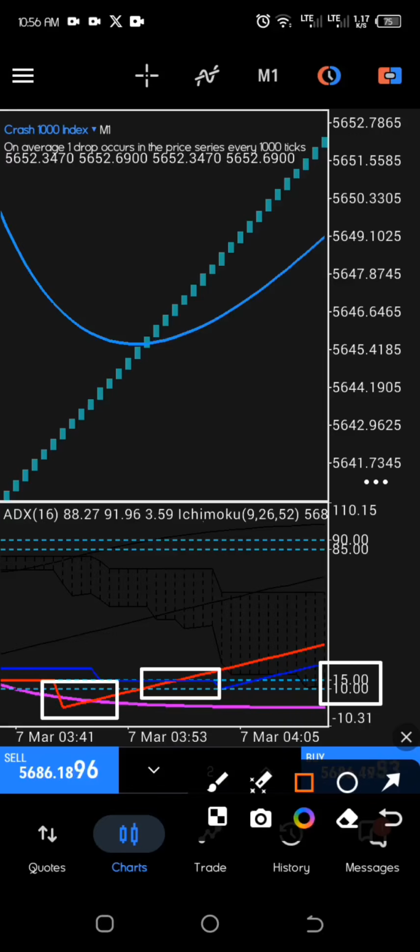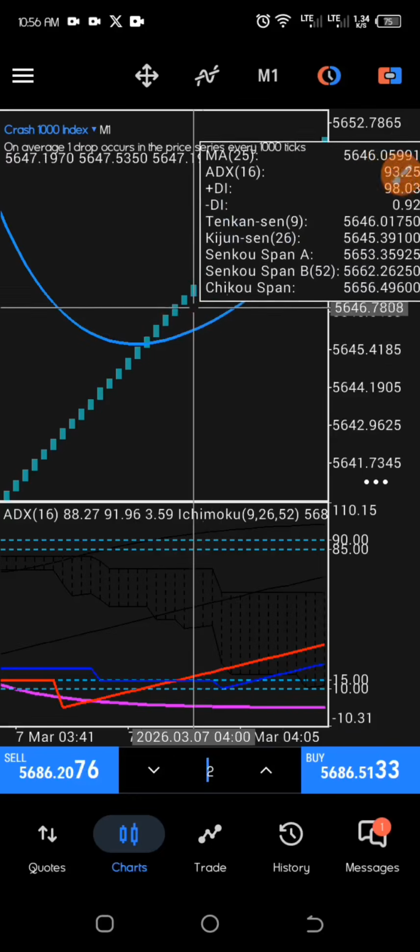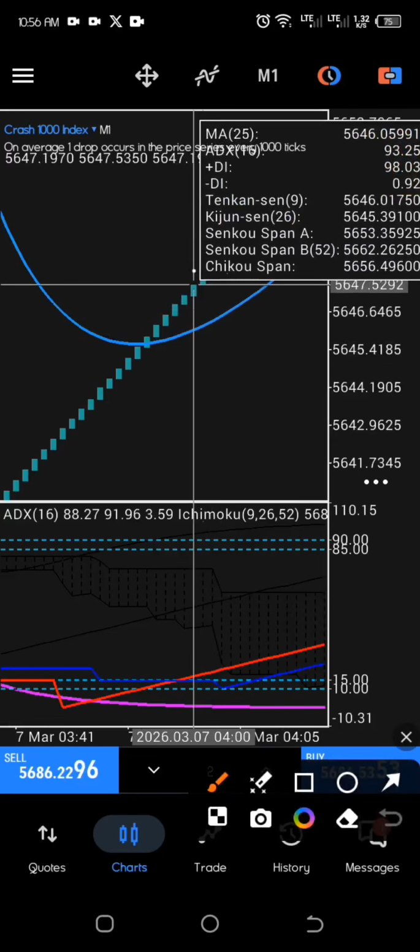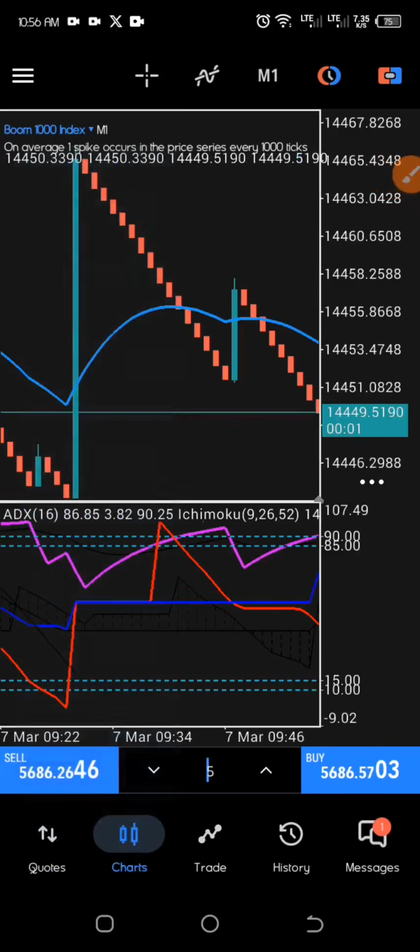After they cross each other, we look for the candle that was responsible for the cross, which is this candle right here. After this candle, the next thing we do is wait for another candle to open, and then we enter our trade right at that candle. So that is how we trade using this strategy.